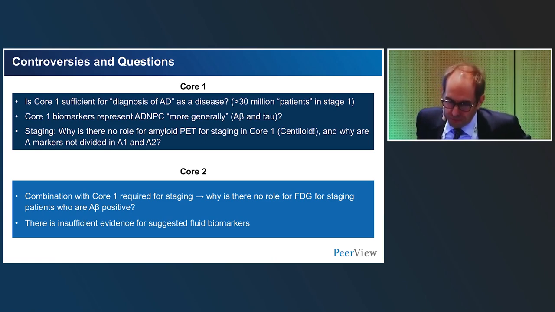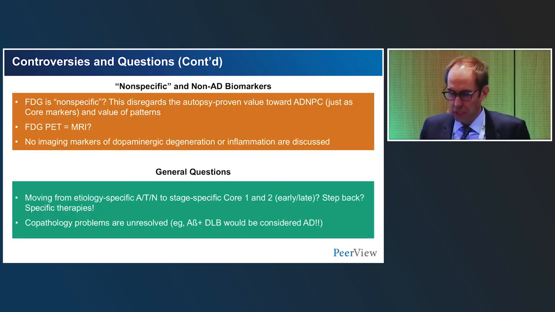Then what about core 2? They mention here there's a combination needed with a core 1 biomarker, meaning amyloid positivity, and then you can stage with the tau PET. But, and this is obviously a question, if you already have a positive amyloid marker, you can also stage with, for example, FDG PET. Where's the difference then? This is not a non-specific biomarker. And the fluid biomarkers in core 2, I think, are not sufficiently approved yet. Then non-specific and non-AD biomarkers. They call FDG a non-specific biomarker, but many of us will know there have been several autopsy studies, and Dr.